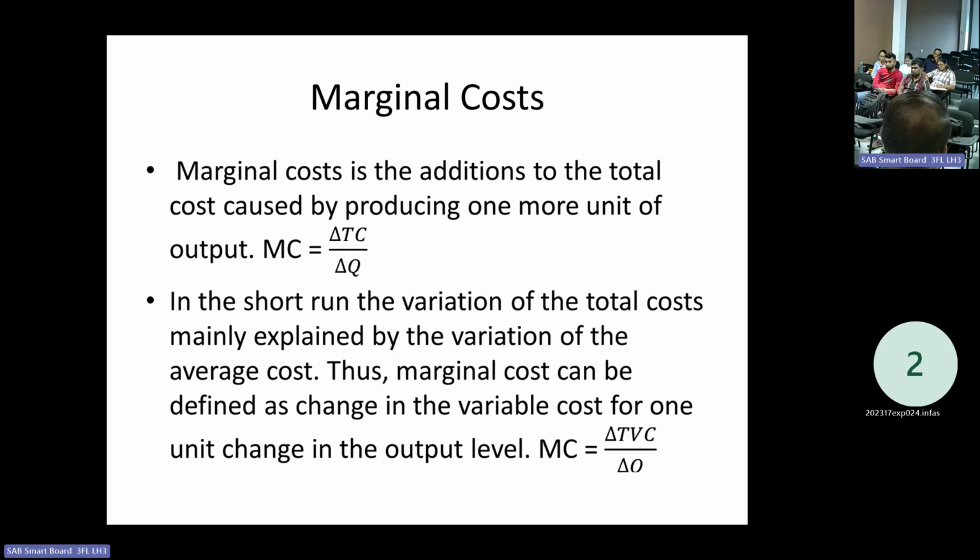how much is the total cost variation? So the marginal cost explains the variation of total cost due to 1 more unit of change in output. That means delta TC divided by delta Q. In other words, that gives us the slope of the total cost curve. So that is the marginal cost.